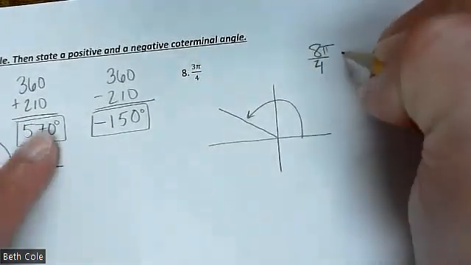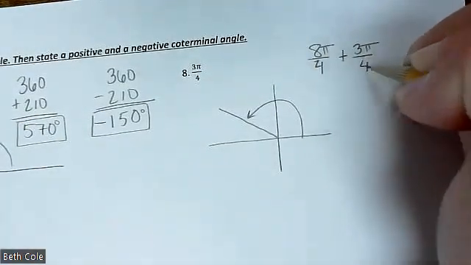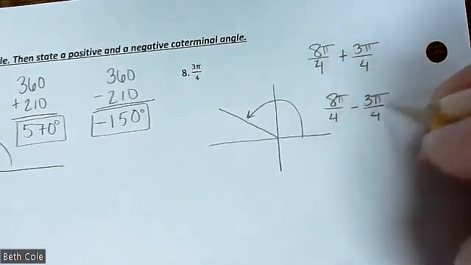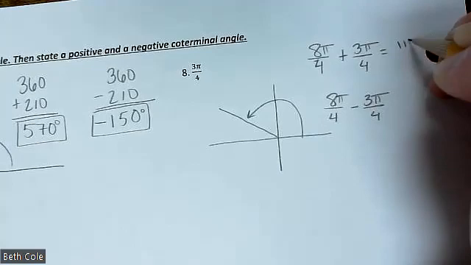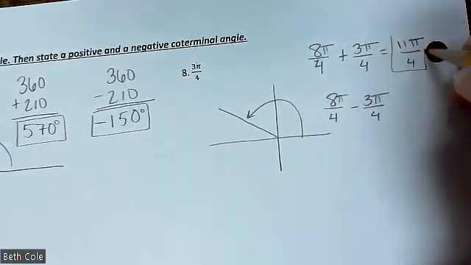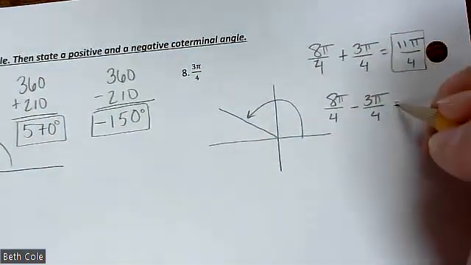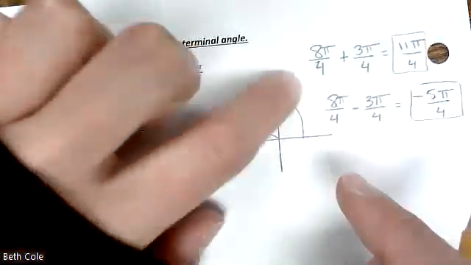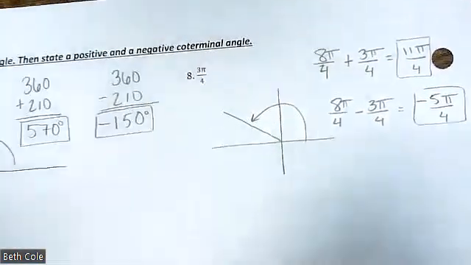So we're going to do the same thing. We're going to add for one of them, and then we're going to subtract for one of them. So the positive one would be 11 pi over 4. You're just adding one rotation. And then the negative one is -5 pi over 4. So again, that's like you go this way, I'll go the other way. We'll meet on the other side.